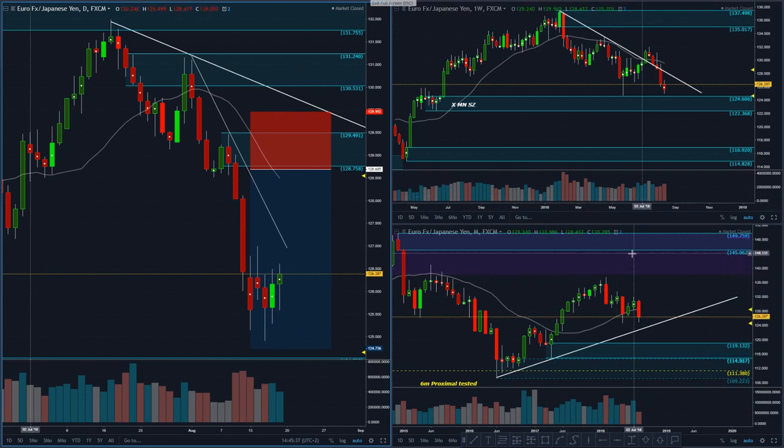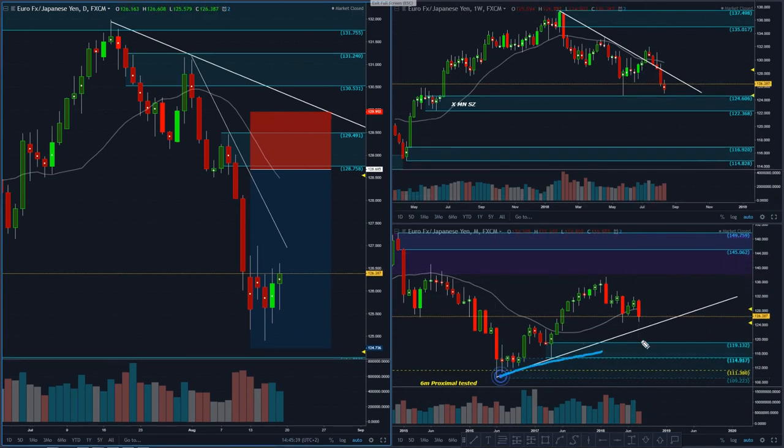This is the euro yen. Euro yen on the monthly is still in this uptrend, where we have this nice demand zone in control, and the price is of course dropping right now, but till this trend line is broken, it's still an uptrend. On the weekly we obviously have a downtrend already, and we have this demand zone which was tested once.